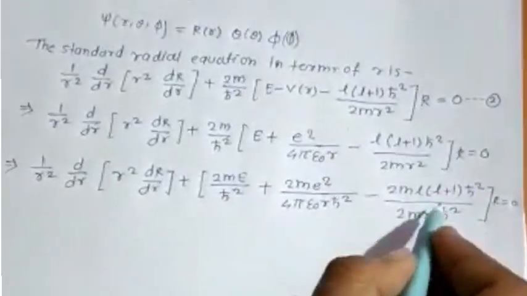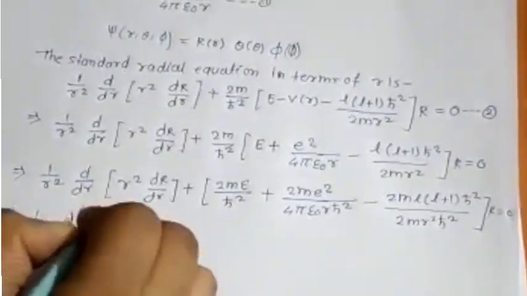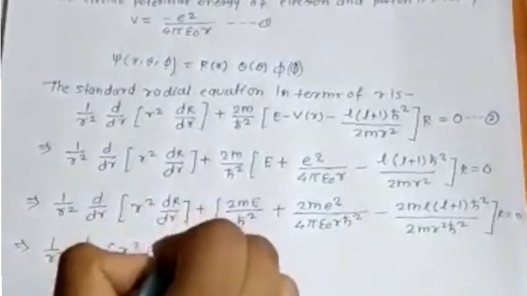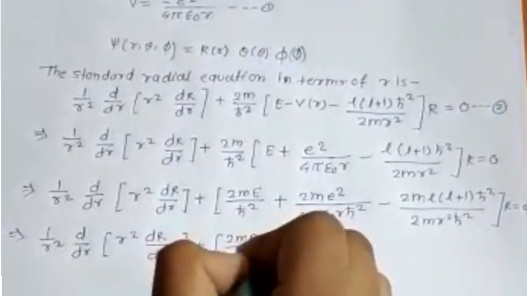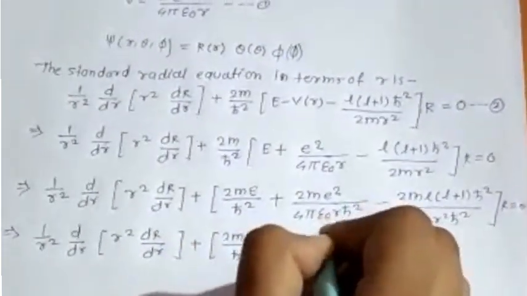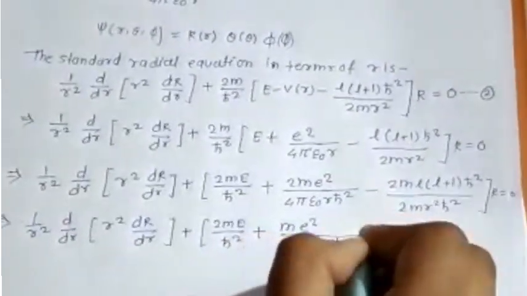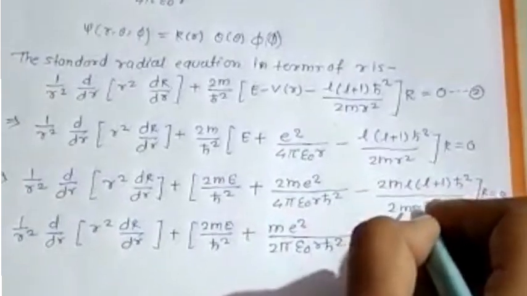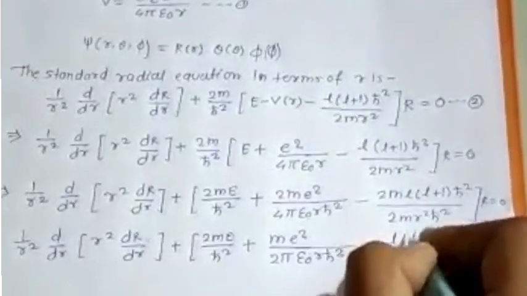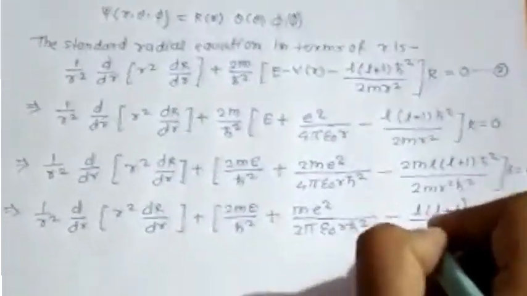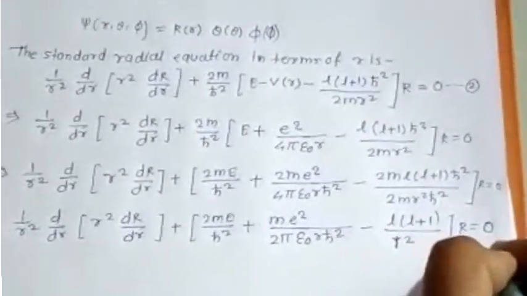Now some terms are cancelling here. Therefore, we can write 1 upon r square d by dr of r square dR by dr plus 2mE divided by h cut square plus m e square divided by 2 pi epsilon naught r h cut square. Here 2 gets cancelled and h cut gets cancelled. Therefore, it is L into L plus 1 divided by r square into capital R equals 0. We give this as equation number 3.